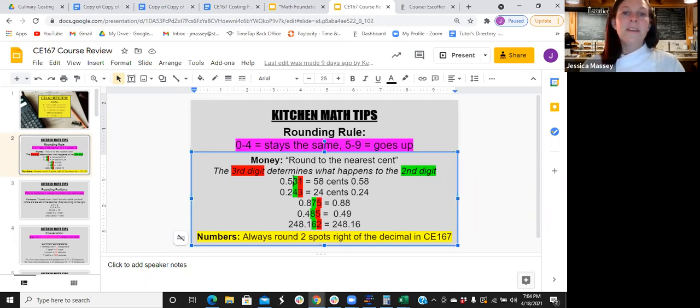0 through 4 stays the same, does not change. I like to think of those as nice numbers. They're so nice. They let the neighbor stay who they are. 5 and above, or 5 through 9, makes their neighbor move and go up. So those are mean or bossy numbers. If you have a problem forgetting that, I love that trick because it's easier to remember. The 5 through 9 are so mean, they make their neighbor change who they are.